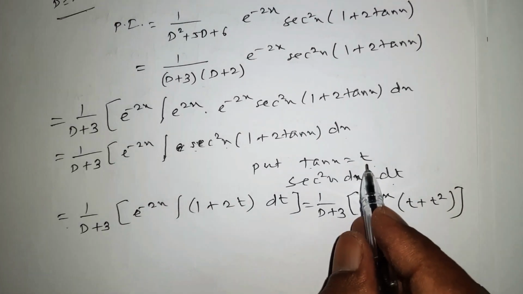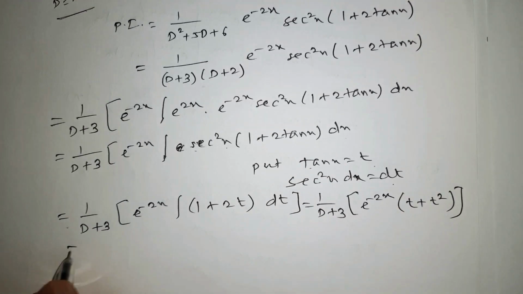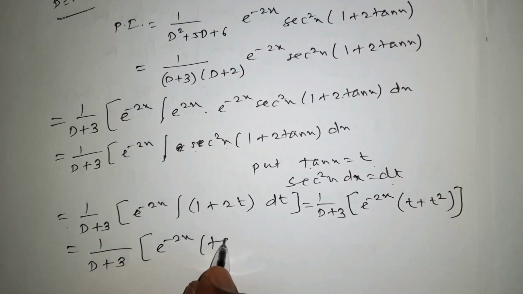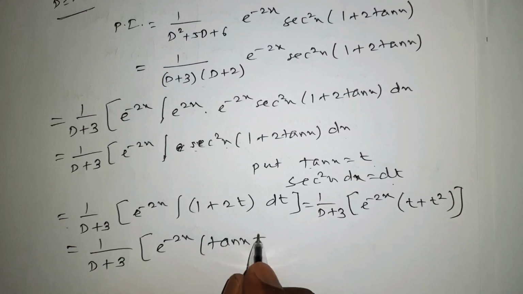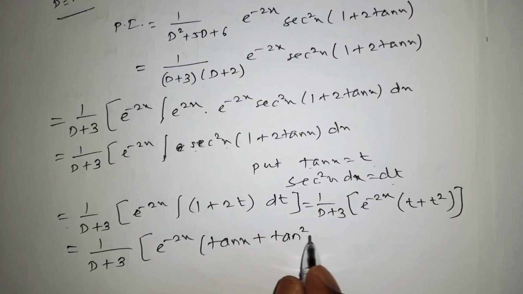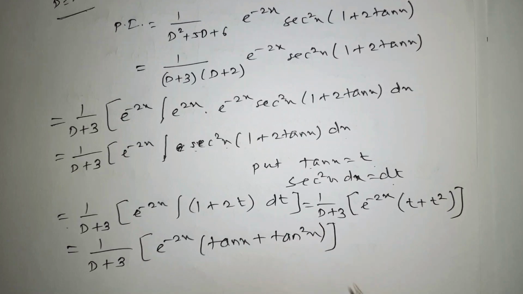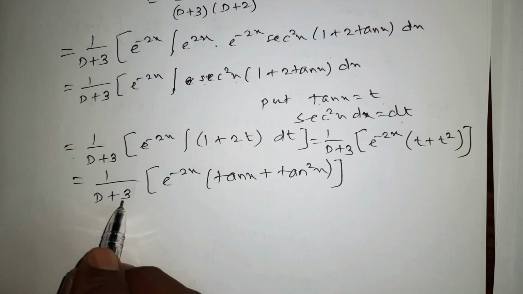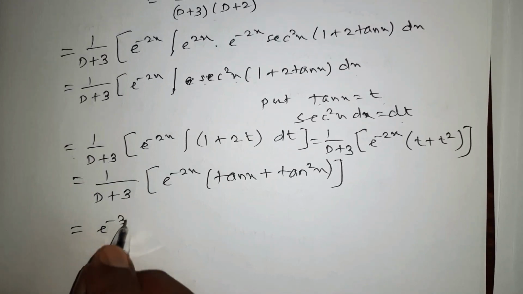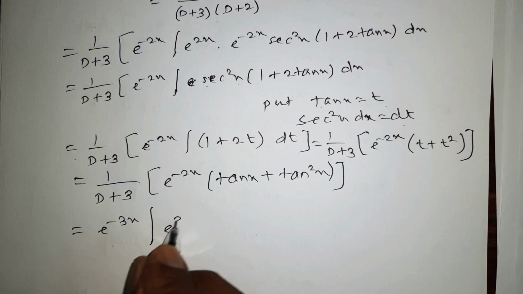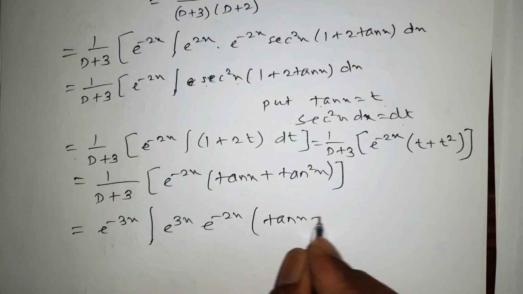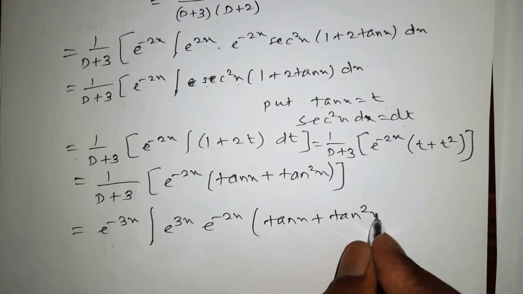Now what is the value of t? Value of t is tan x. Substitute here. So 1 upon D plus 3 e raised to minus 2x in bracket tan x plus tan square x. Now apply this D plus 3. So it is e raised to minus 3x integration of e raised to 3x, then e raised to minus 2x, then tan x plus tan square x dx.